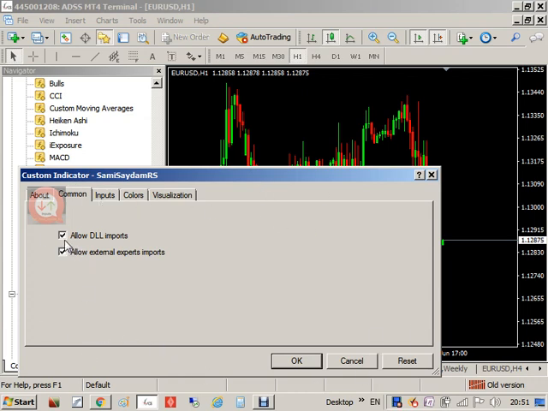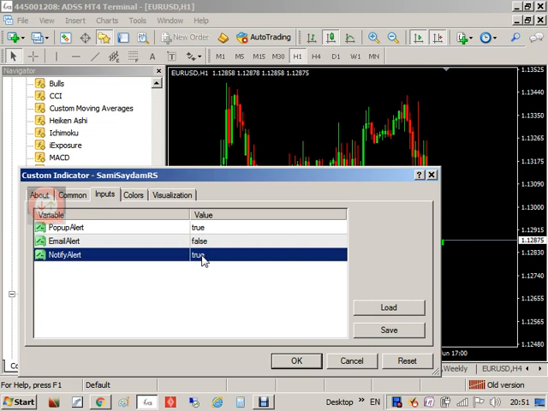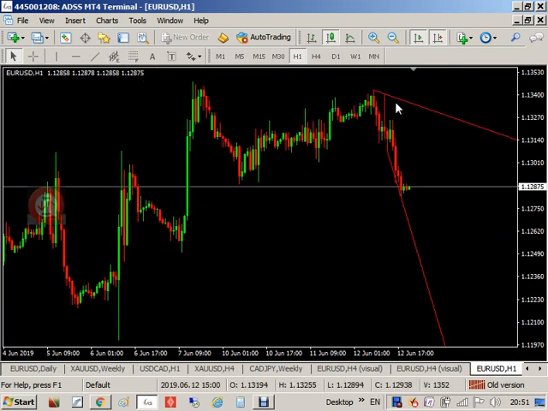You allow DLL imports, whatever, you click those two, the input, pop-up alert, so you can see the signal, and email, you don't need that. Notify alert also on true. Then you put OK. Then you will see right away, just take the Navigator, you will see right away two red lines automatically drawn on your chart.